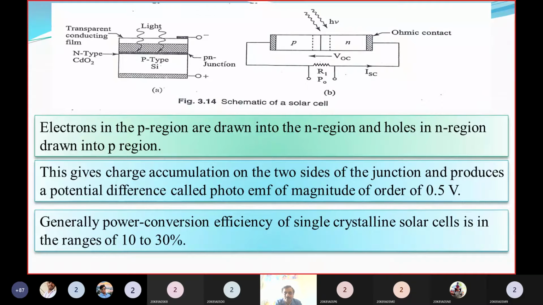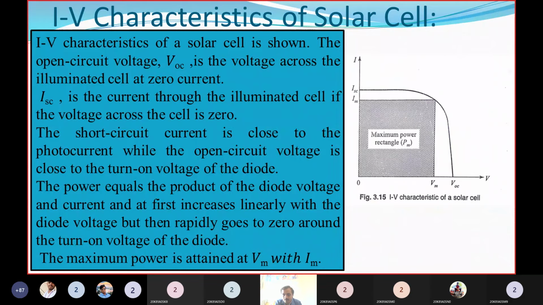If you observe the graph of I versus V, when you change the resistance, the voltage changes. Up to a particular value, the current will be constant. After that, if you increase the resistance very high, the voltage increases, but the current drops suddenly. Now, what is our requirement?